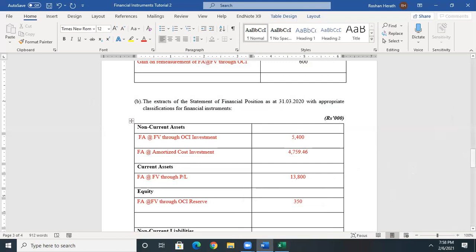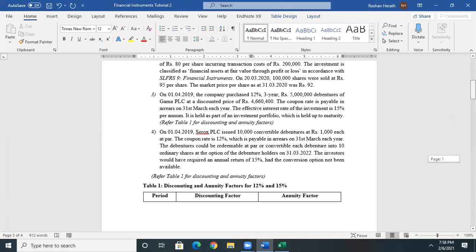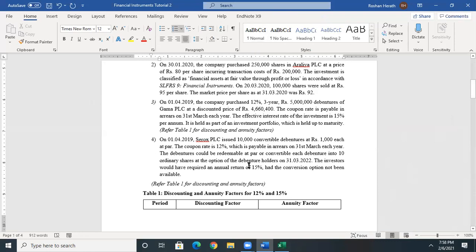Now we are moving on to the final one. What is that? It's a easy one. It's a convertible bond. So on 1st of April 2019, the Xerox PLC issued 10,000 convertible debentures at rupees 1,000 each at par. So here you are the one who has issued debentures. It's a convertible debenture, right? The coupon is given and it's 12%, and further it says you can convert them on 31st March in 3 years, 2022, yeah, 3 years time. And the investors would have required 15%, the effective interest rate, the market rate, 15%.